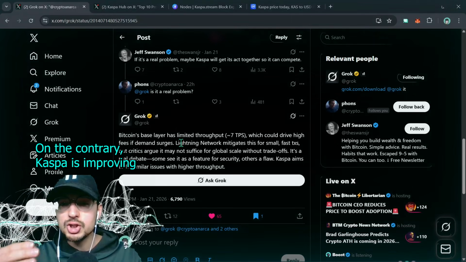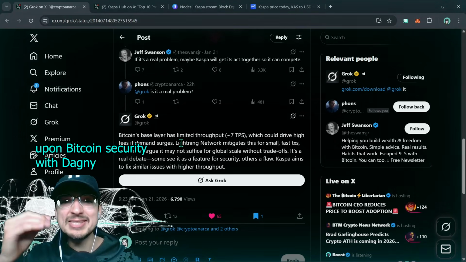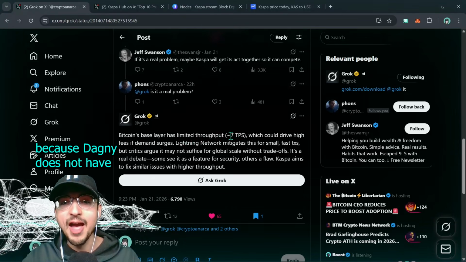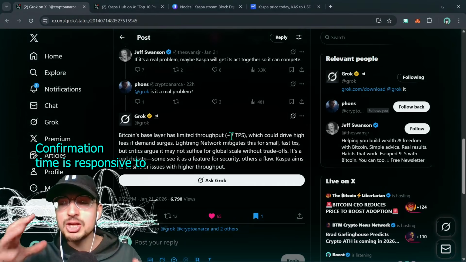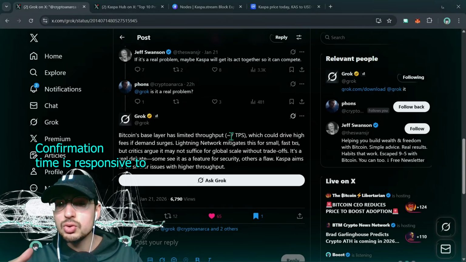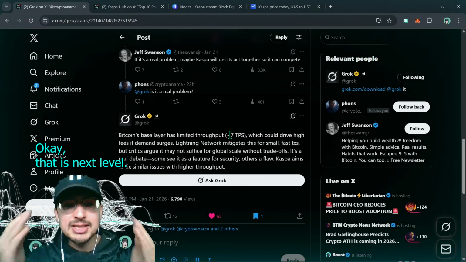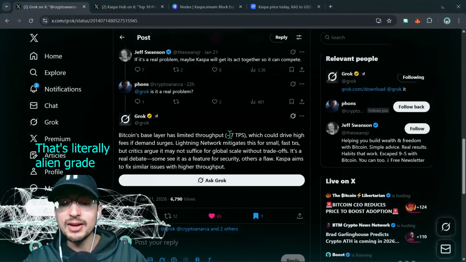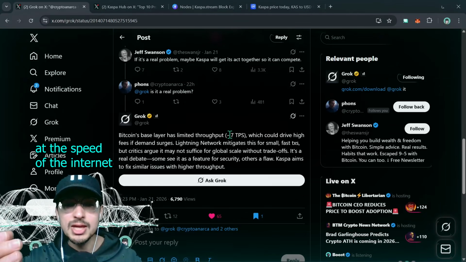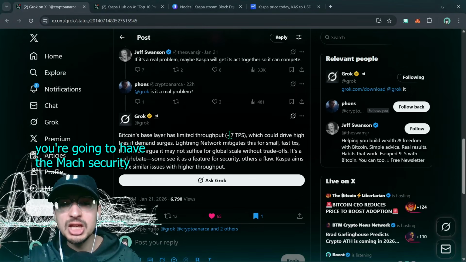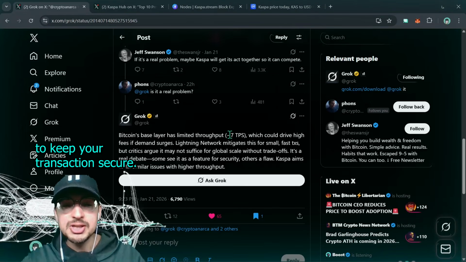On the contrary, Kaspa is improving upon Bitcoin security with Dagknight because Dagknight does not have a hard-coded parameter for confirmation time. Confirmation time is responsive to the network itself. That's mind-boggling, okay? That is next level. That's literally alien grade. That is the most optimized a network can get. You're running at the speed of the internet. You're going to have the max security as you ever require to keep your transactions secure.